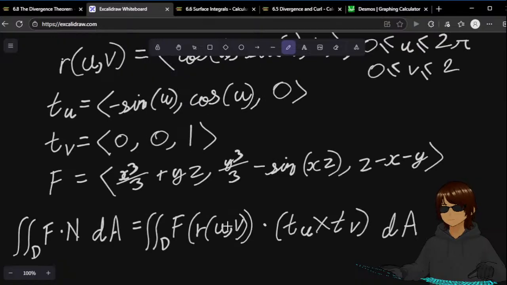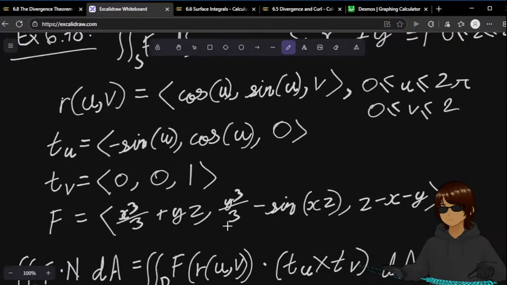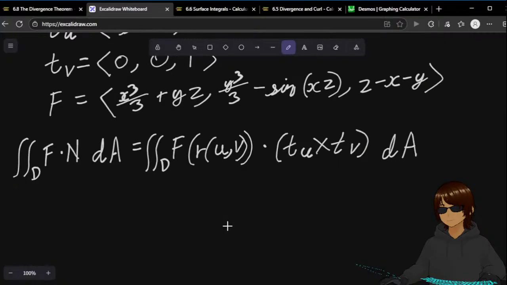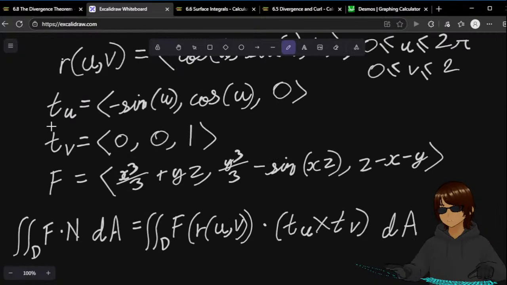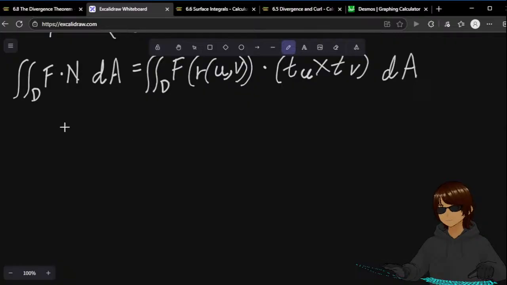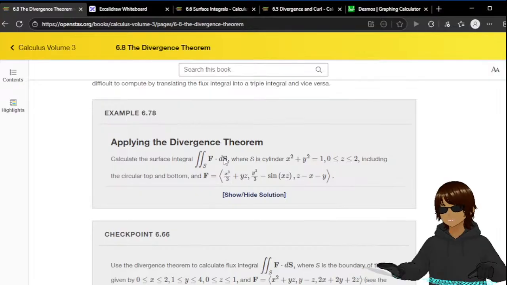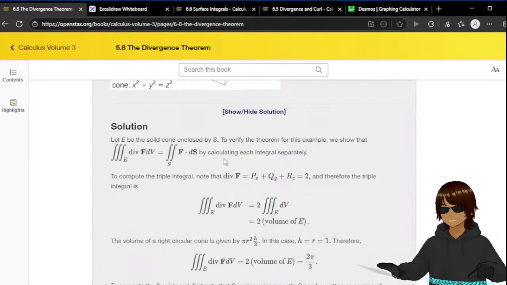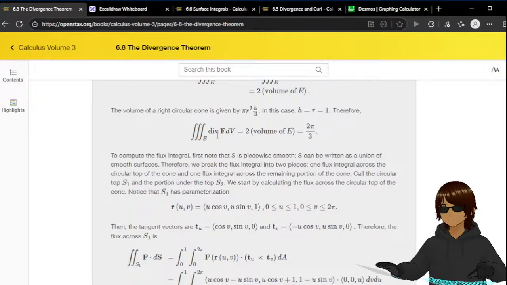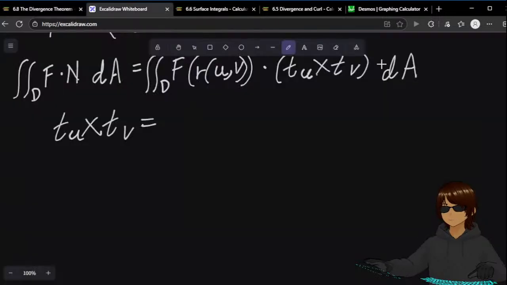The cross product of these two. Should I be applying the divergence theorem? Maybe this takes too long. I think I'm supposed to use the integral of div F dV, the divergence of F.